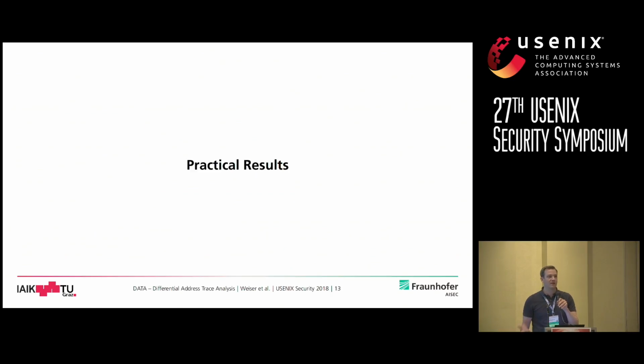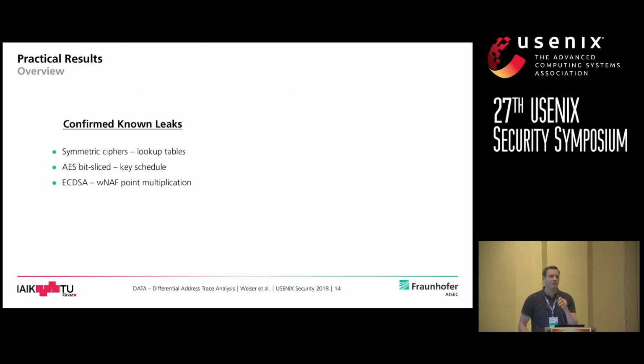So let's take a look at some practical results. We used Data to analyze OpenSSL and PyCrypto. We confirmed a set of known leaks: a lot of symmetric cipher implementations still use lookup tables and leak heavily, such as Triple DES, Blowfish, Camellia, and CAST. There are some protected implementations for AES, of course. Still, we found that in the AES bit-sliced implementation, the key schedule itself is vulnerable because it also uses lookup tables. And the ECDSA implementation in OpenSSL still uses a vulnerable wNAF point multiplication function, which has been noted previously and has already been exploited.